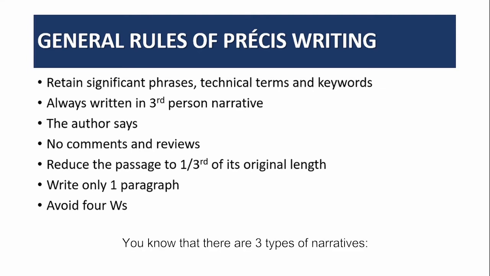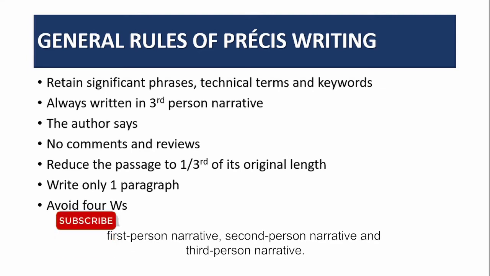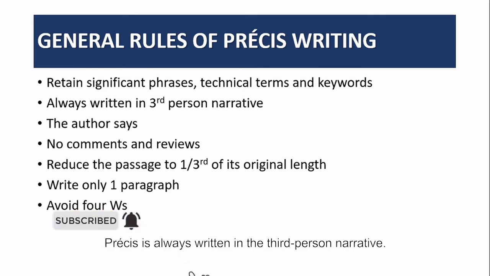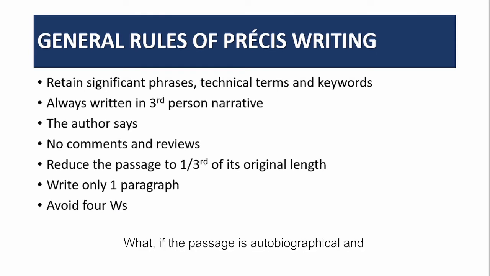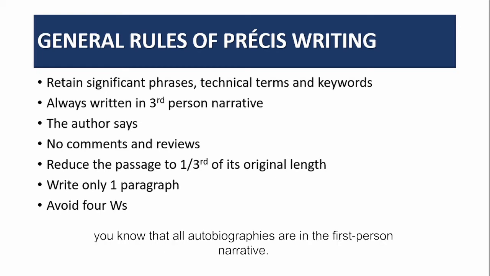Okay, guys, you know that there are three types of narratives: first person narrative, second person narrative, and third person narrative. Précis is always written in the third person narrative. What if the passage is autobiographical? And you know that all autobiographies are in the first person narrative.